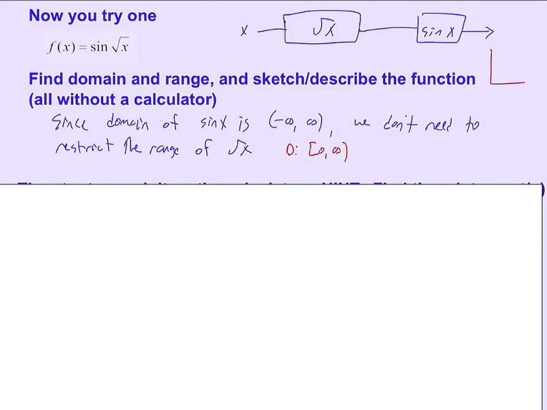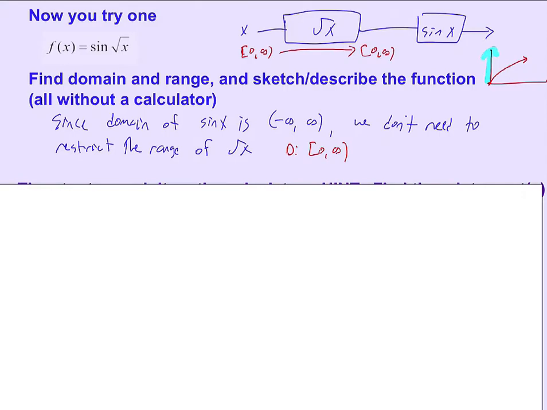So again, thinking about the parent functions is very helpful. We can plug whatever we want in here, and the result that we're going to get, if we take whatever we want and plug it into the square root of x, we're going to get out all the numbers from 0 to infinity. So that's what that blue line is.